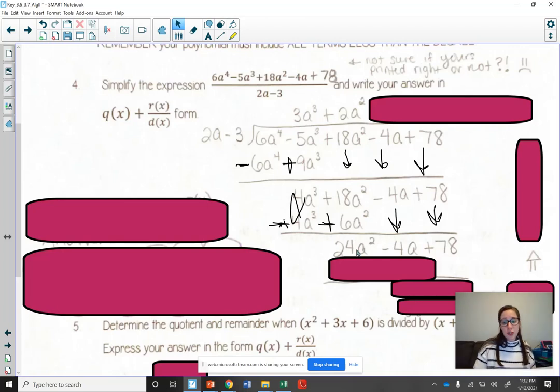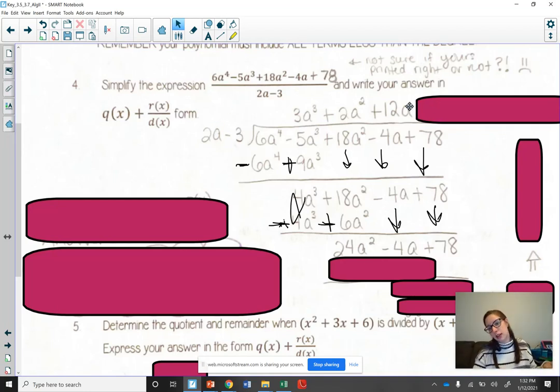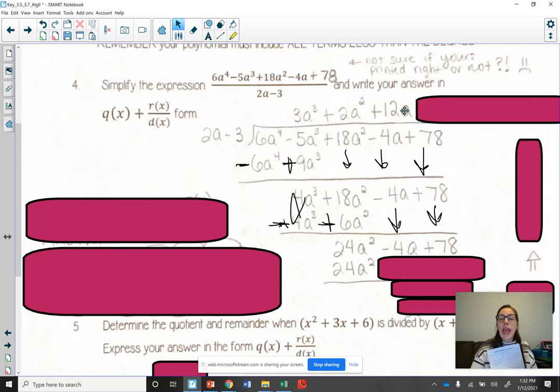Your new first term, 24a squared, gets divided by the first term, 2a. 24 divided by 2 is 12. A squared divided by a is a. So multiply and you re-get the 24a squared that we already got, and distribute to the -3 to get -36a. You need to subtract.